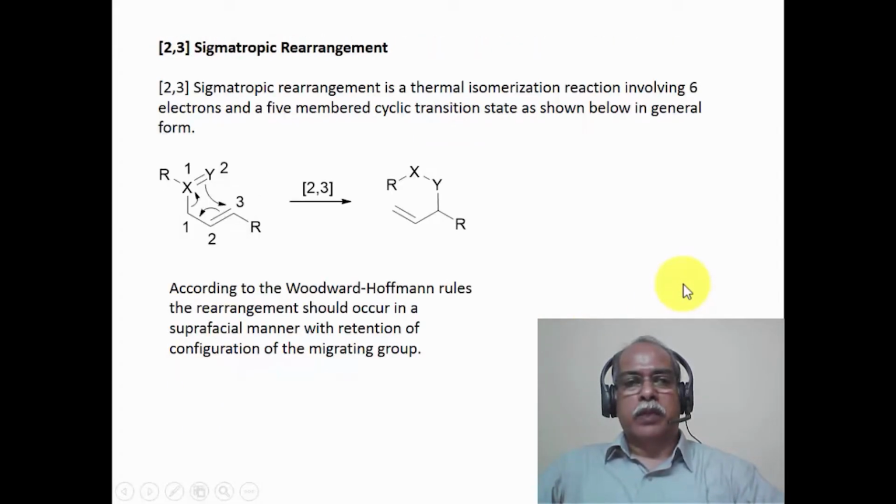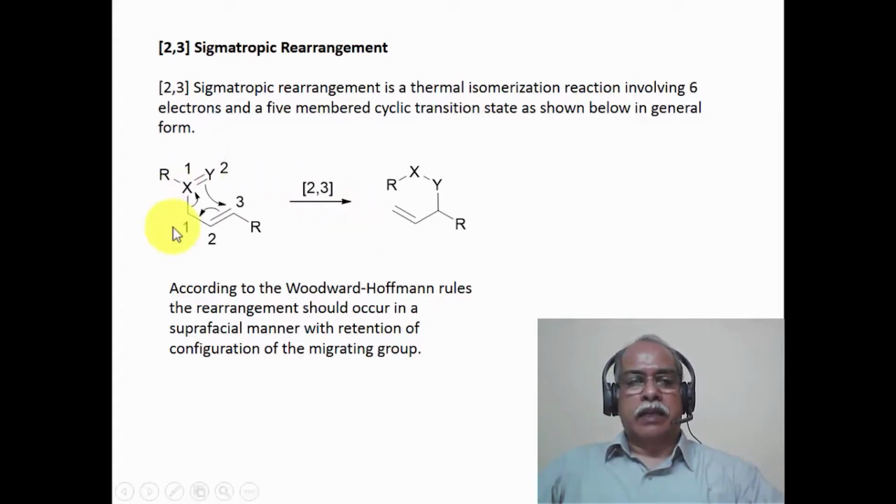Now, what a 2,3 sigmatropic rearrangement is, is explained in a generic manner in this particular scheme. If X and Y groups are heteroatom groups, you can consider, for example, an allyl sulfoxide or an allyl amine oxide kind of system. When they undergo the rearrangement by breaking of the C-X bond here, resulting in the migration of the Y group onto the 3 position, that constitutes a 2,3 sigmatropic rearrangement.